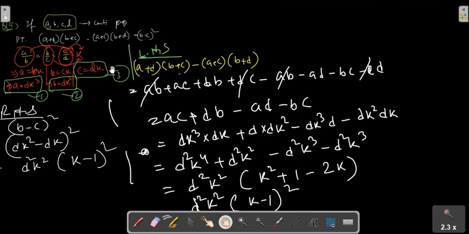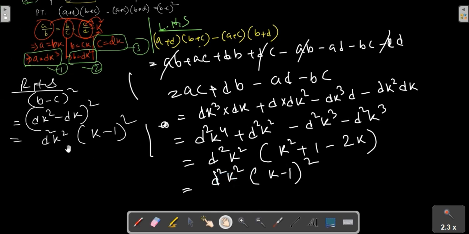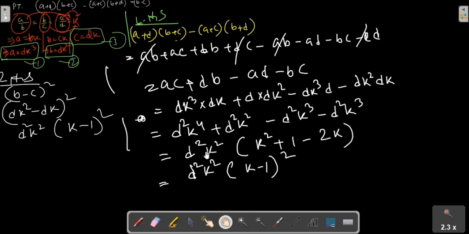After putting them in, I got D square K to the power 4 plus D square K square minus D square K cube minus D square K cube. Now I have to notice what I've got. There is D square K square common, so I've taken D square K square common. From the first term K square was left, from the second term 1 was left, and from the third and fourth terms K and K were left. So minus K minus K gives 2K. Here I have jumped a single step.